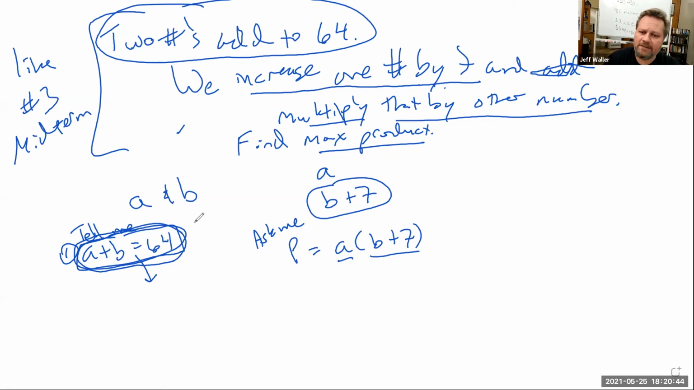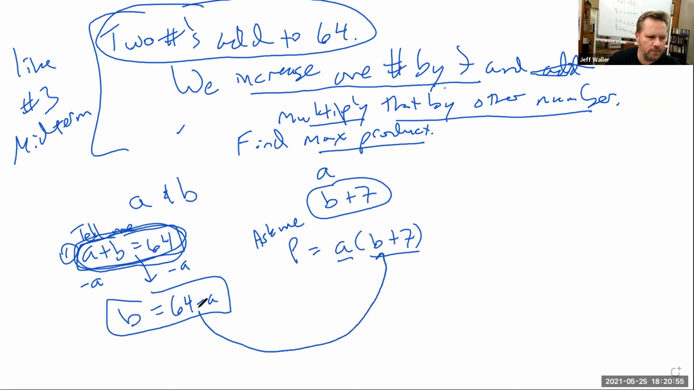All right, I need you guys with me. Can't I solve for like B? Like Kurt said, I can solve for B. So now I know B is 64 minus A. So wherever I see B, I can replace it with 64 minus A. Let me stop for a minute. Are you guys following along okay?